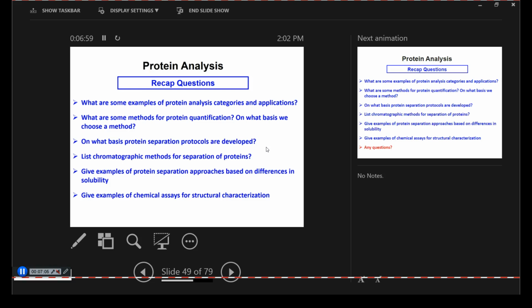What chromatographic methods we talked about last time can we use for separation of proteins? Size exclusion chromatography is a very common one. What else? Ion exchange. Affinity chromatography, ion exchange. What did you say? Ion exchange. Oh, I thought you said hydrophobic interaction.